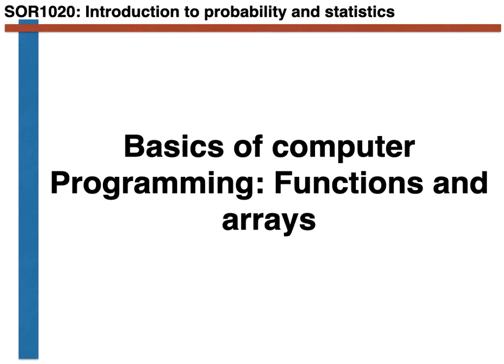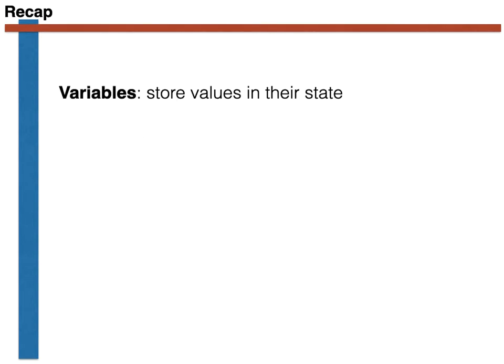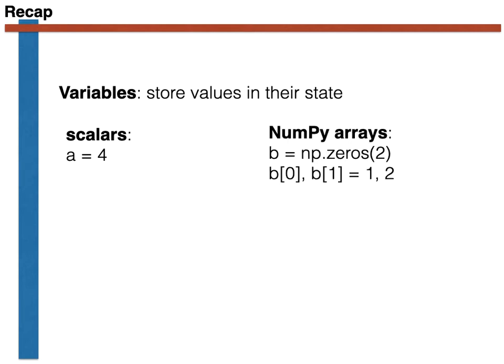Without further ado then, let's dive into a recap of what we have learned about computer programming thus far. We have seen how variables are labeled addresses in memory, and we have talked about how these labeled addresses have a state and how we can store a value in the state of a variable. Thus far, we have introduced two types of variables. Variables for holding scalars, such as a here, which has been set equal to 4. And we've also introduced numpy arrays, which can be used to store multiple scalars in an ordered list.